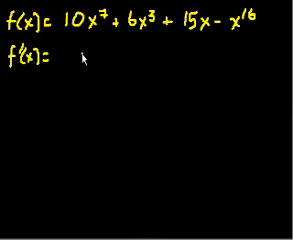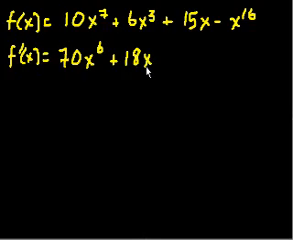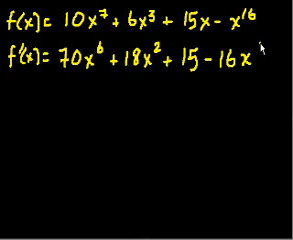It's actually fairly straightforward. We take the 7 multiplied by the 10, so we get 70x, and then 1 degree less, so 70x to the 6th plus 18x squared plus 15, right? We can view this as x to the 1, so it's 1 times 15 times x to the 0, which is 1, so that's just 15, minus 16x to the 15th. And I don't want you to lose sight of what we're actually doing here.